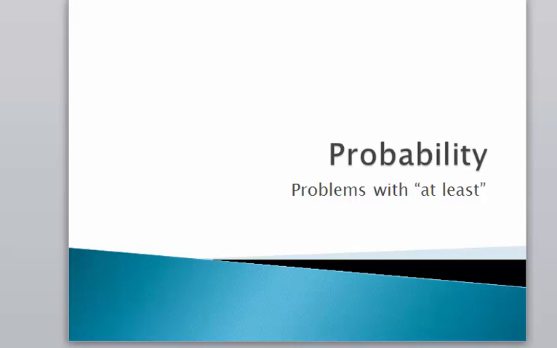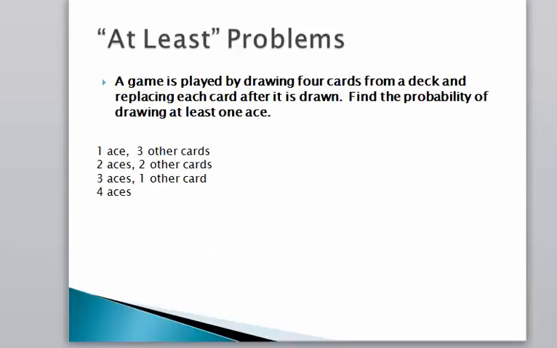We're now going to look at a set of problems that have as its keyword the phrase "at least." We're going to begin by looking at an example. Our problem says a game is played by drawing 4 cards from a deck and replacing each card after it is drawn. Find the probability of drawing at least one ace. And so you really want to key in on this phrasing as you read the problem.